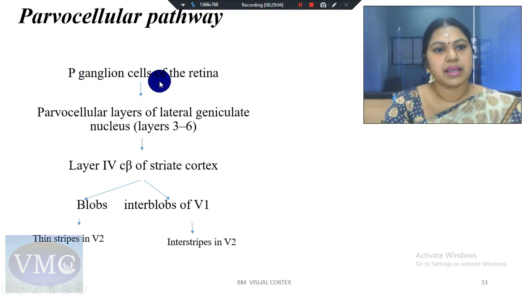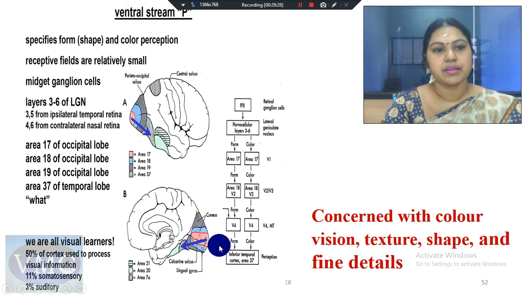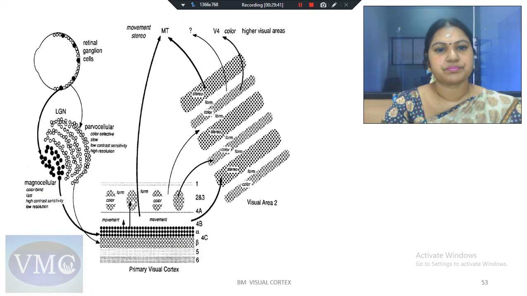In the parvocellular pathway, the P ganglion cells of the retina give projections to the parvocellular layers of the lateral geniculate body, layers 3 to 6, and from there it projects to layer 4C beta of the striate cortex. From there information goes to the blobs and thin stripes in V2, and interblobs of V1 and interstripes in V2. So the ventral stream is concerned with color vision, texture, shape and finer details. So forms and colors are recognized because of the ventral stream.